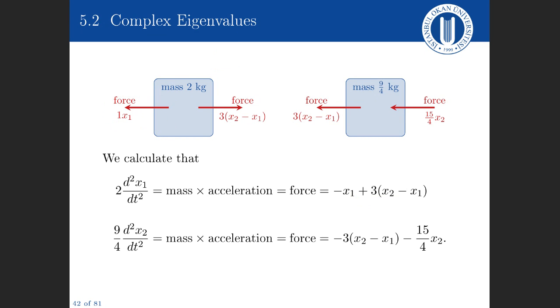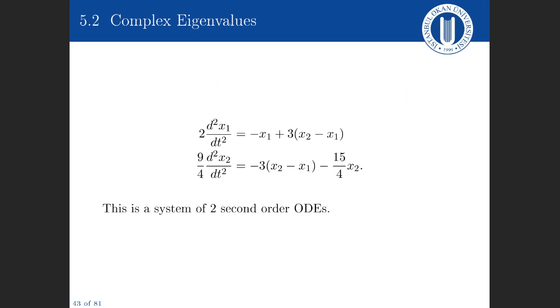And we can do the same thing for the right-hand block. Mass times acceleration is 9/4 d squared x2 dt squared. And the force will be minus 3(x2 minus x1), because it's pointing to the left, and then minus 15/4 x2, again because that's pointing to the left. Let's tidy this up a little bit. That gives us a system of 2 second-order linear ordinary differential equations.